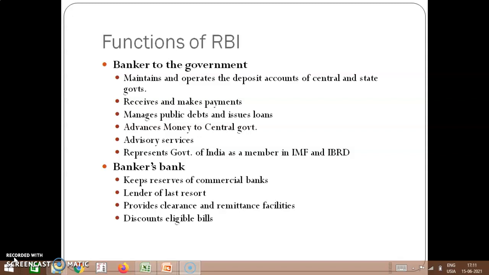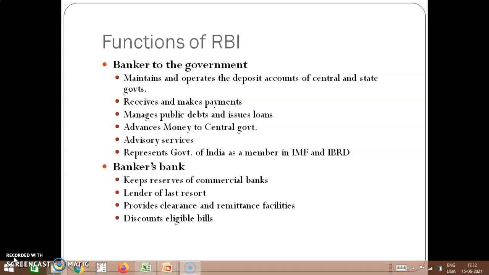How does RBI act as a banker's bank? That is, it keeps reserves of all the commercial banks. As you know, we have the CRR and SLR rates, which are compulsory to be maintained, and the RBI will be keeping these reserves of commercial banks. Then it serves as a lender of last resort. If a bank is in need of emergency funds, then RBI will lend money to the commercial banks.